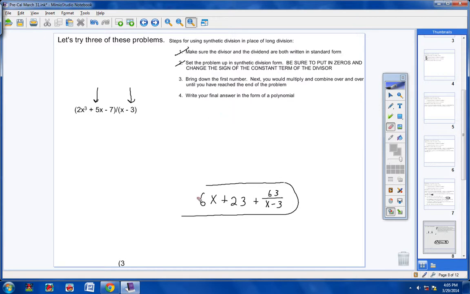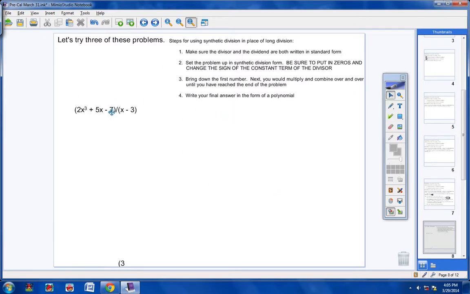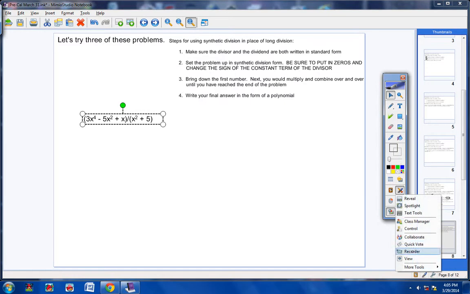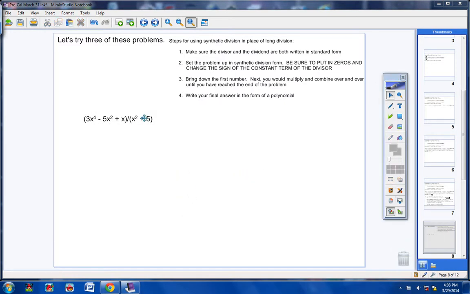Okay, let's take a look at one more problem, and then we'll go on to the rest of your notes, and they're actually a little easier, so a little quicker than this. And plus, we're getting faster and faster at synthetic division, so this should become a little easier for you guys, okay? All right, let's try this problem here.